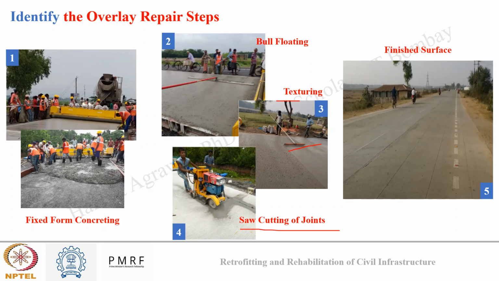Then saw cutting was done to provide transverse joints and longitudinal joints. So before this, we marked the overlay surface properly so that the spacing between the joints can be adequate. Okay, once everything is done, we will see a finished surface like this. Okay, so this is all about concrete overlay as a repair or a retrofitting technique for pavement repairs. Any doubt in the discussion today?